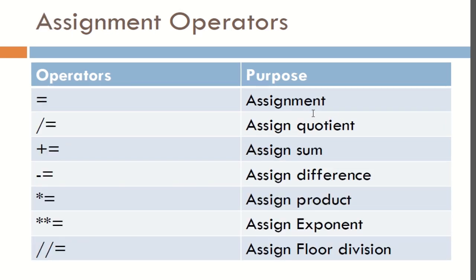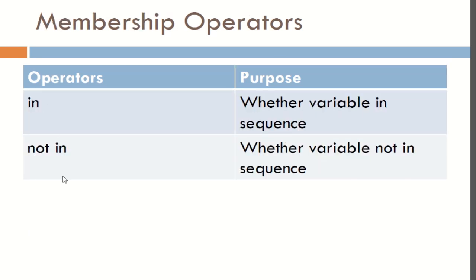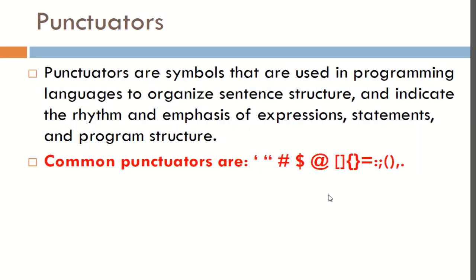Next is assignment operator, like the equal to assignment, this assigns quotient, this assigns sum, this assigns difference, meaning anything after which equal to is mentioned is known as an assignment operator. Okay, next is membership operator, in and not in. In means whether the variable is in the sequence, and not in means whether the variable is not in the sequence. Now punctuators are what? Punctuators are the symbols that are used in programming language to organize sentence structure and indicate the rhythm and emphasis of expressions, statements and program structure. The common punctuators are these, all things are available.